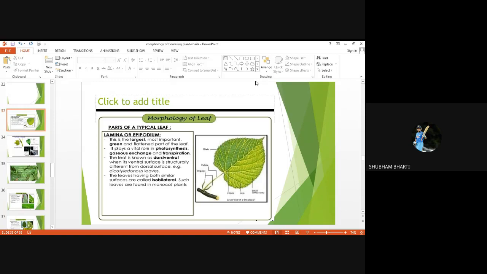A leaf is known as dorsoventral when the ventral surface is structurally different from the dorsal surface, for example a dicotyledonous leaf. A leaf having both similar surfaces is called isobilateral. Such leaves are found in monocot plants. A monocot plant is defined as having a single cotyledon.